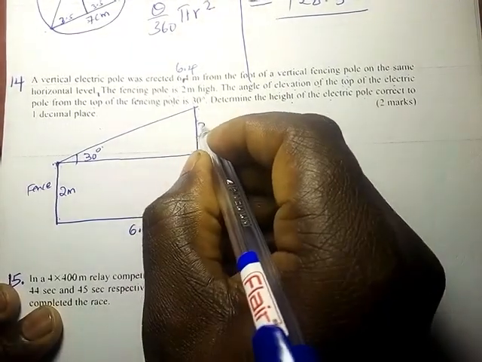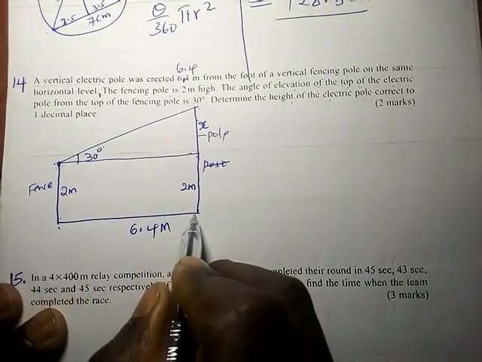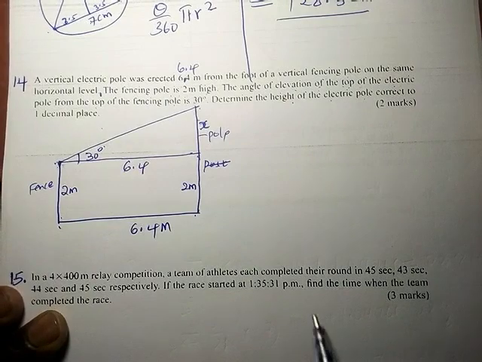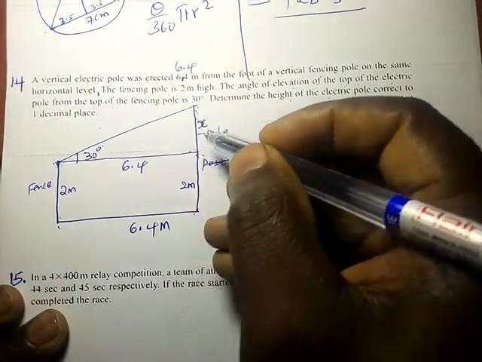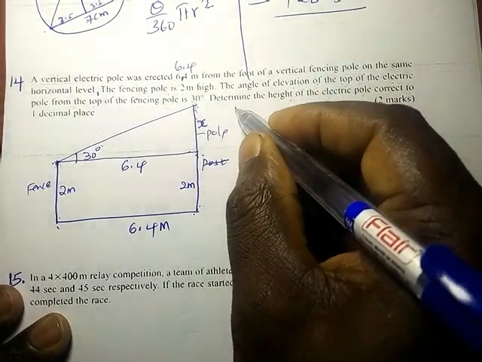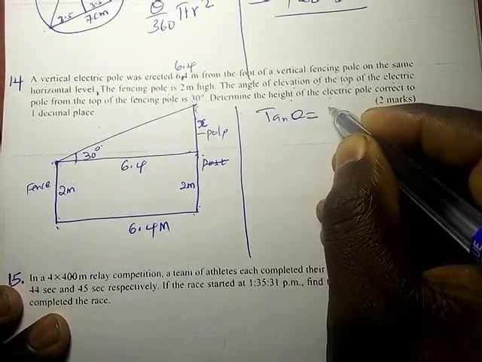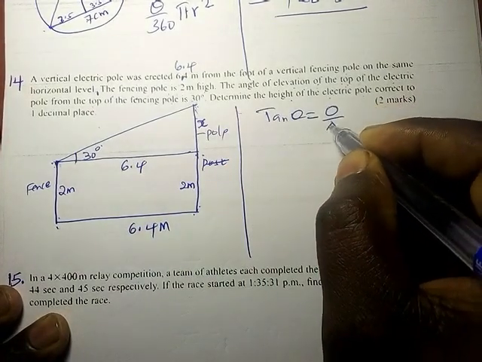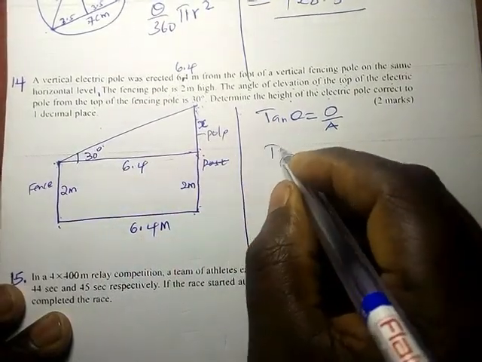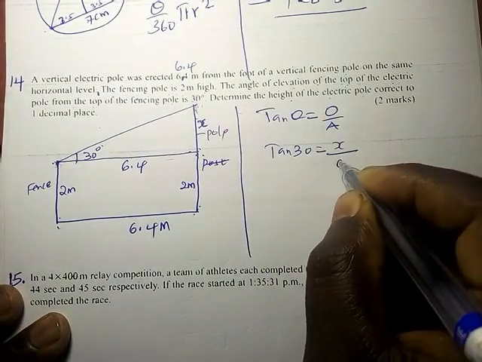So what we don't know is this. From here up to here is the same, so here is 6.4. So we simply have x. We want to get x. We are asked the height of the electric pole. That's simple. We use tan theta equals opposite over adjacent. So opposite is x over adjacent 6.4. So tan 30 equals x divided by 6.4.